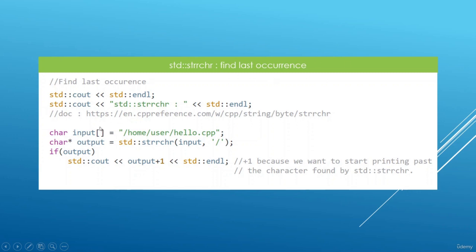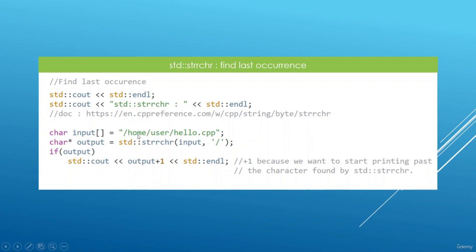There is also another function that helps you find the last occurrence of a character in a string. For example, here we have a character input. It is a path to a file on some Linux system or Mac system. And we have an output character pointer, which is going to store the pointer to the character that we found. If we find the character, we're going to store the pointer to that character. If we don't find it, we're going to return a null pointer. I think that's how this thing works.